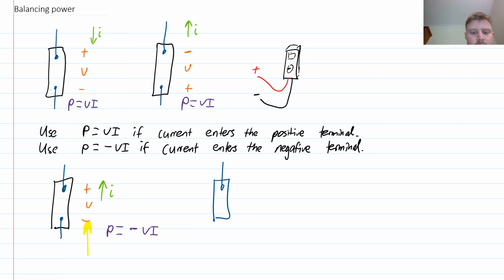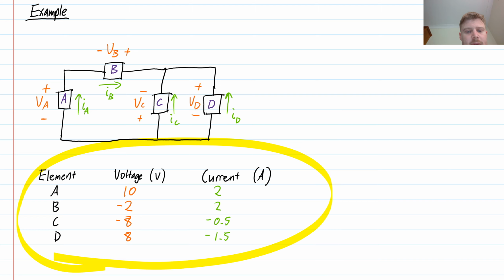For example, for component A, there's a VA corresponding to the voltage across that component, and also a current IA corresponding to the current through that component. All of these, for this example, are given by this table that you can see here. We assume that these have been calculated using the techniques that you're going to learn in this subject. So we have a voltage and a current, and now we would like to calculate the power at each of these elements and check that things make sense. Let's go through and actually do these calculations.